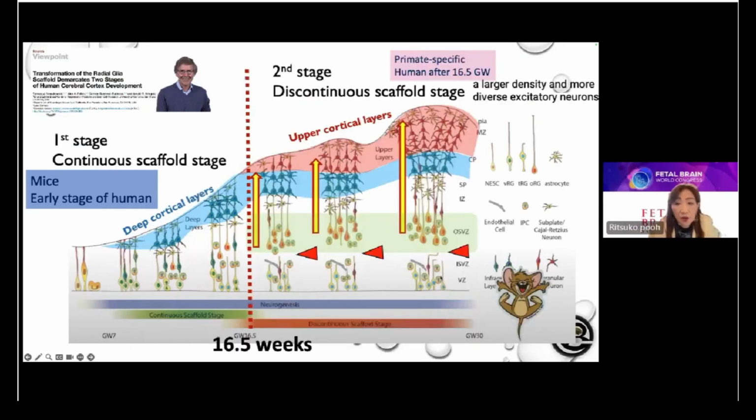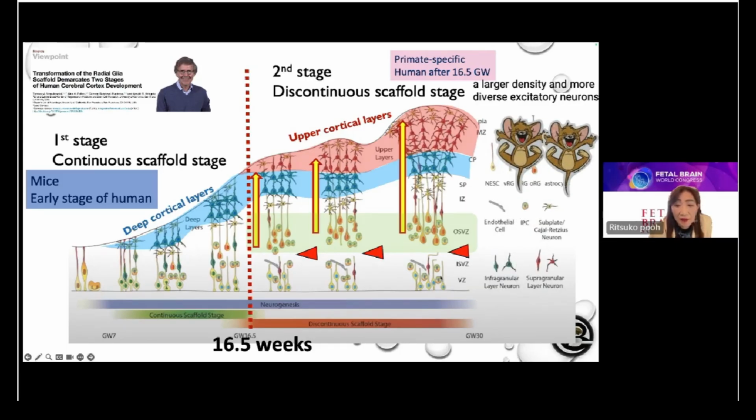However, in humans, the next stage appears, this second stage here, which is specific to primates, and this is called the discontinuous scaffold stage. In this stage, there are many radial glia in the OSVZ, and the radial glia jump up and divide themselves and produce many neurons by cloning, which go towards the upper cortical layers.